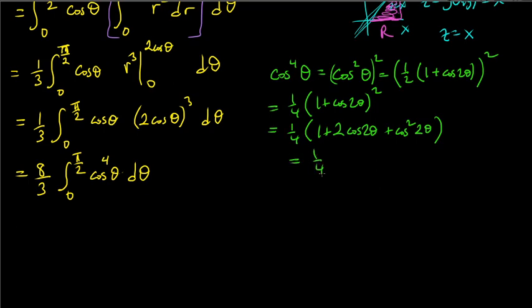And, well, let's keep going, right? This is going to be 1/4 times 1 plus 2 cosine of 2 theta. And now cosine squared, right, is still 1/2 times 1 plus cosine of 2 theta. But be careful, it's 2 times 2 theta now, right? So you're actually going to get 4 theta.